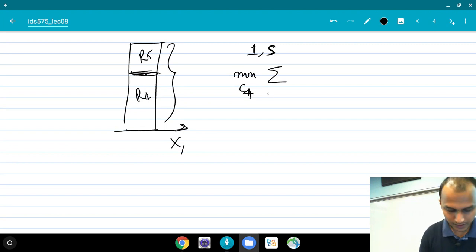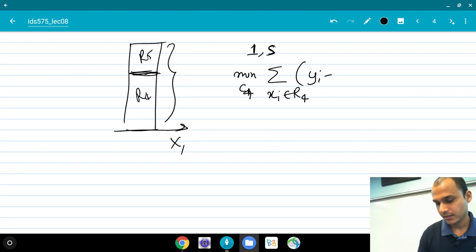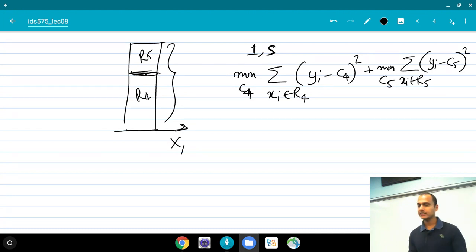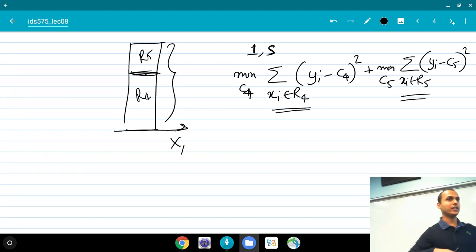Some number c4 of sum over xi belonging to region 4 of (yi minus c4) square plus minimization over c5 of sum over xi belonging to region 5 of (yi minus c5) whole square. Okay, so these were just the least square, the square loss criteria. And all I said is, look at all the points belonging to each of these regions, and I just want to find these 2 numbers, because my model has to have 2 regions and also has to have a number for each of the regions, right?